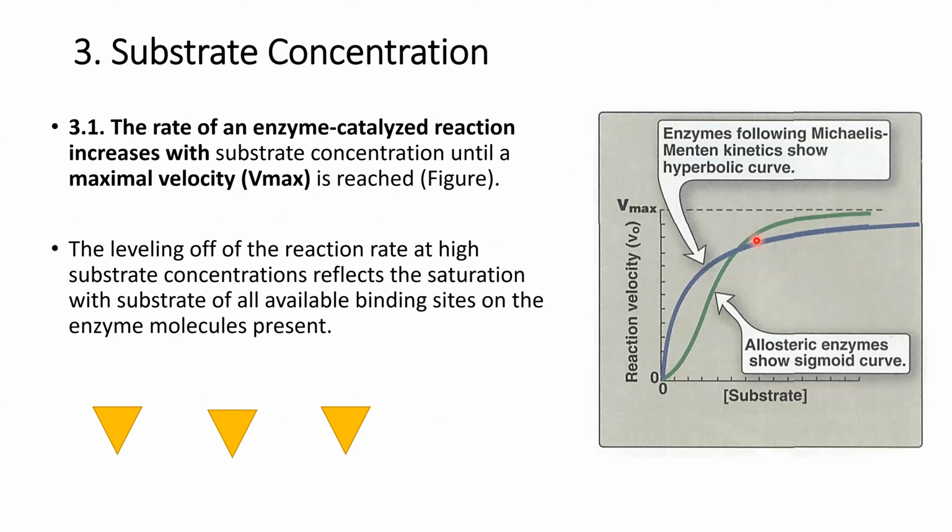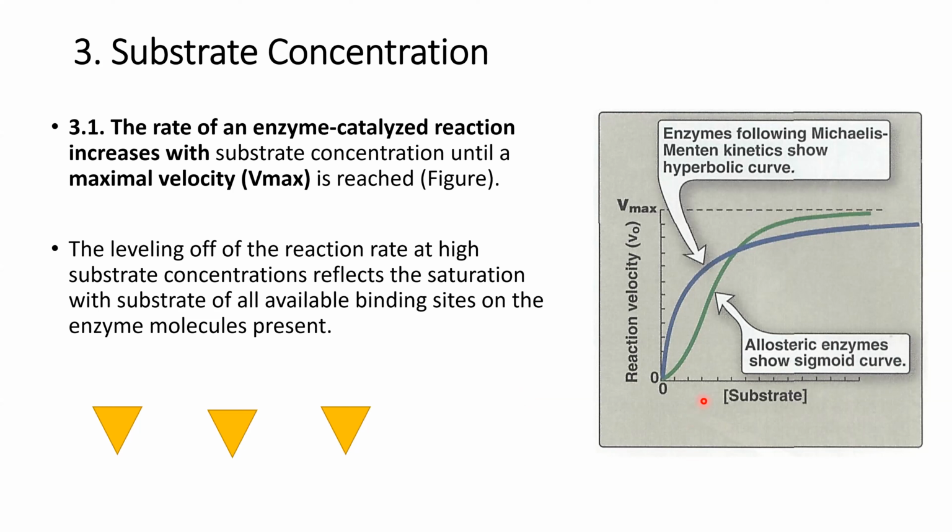Now, the third factor is substrate concentration, right? As the substrate concentration increases, the rate of an enzyme-catalyzed reaction increases. Normally, what happens initially is that every enzyme has its own active sites, we know that. So if there are a certain number of substrates, they will bind to those active sites. It means that at a certain level, if we increase the substrate concentration, the velocity increases.